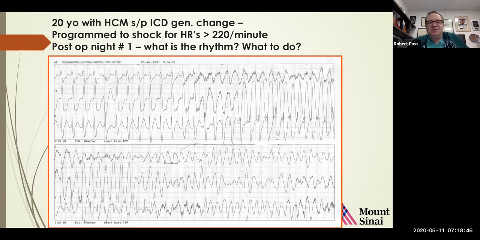Thankfully, the patient was in the hospital and was on telemetry in an adult telemetry unit. And the arrest team rapidly came and externally defibrillated her to sinus rhythm. And I received a phone call that this had happened. So what do you think is the likely reason? I think we would agree that this heart rate exceeds 220 beats per minute, right? So why do you think this happened? Why is the device not shocking the patient?